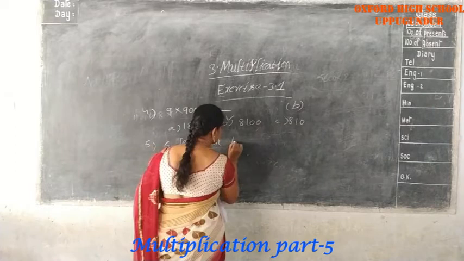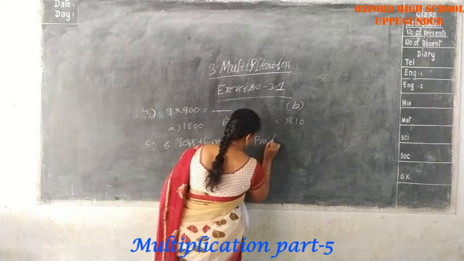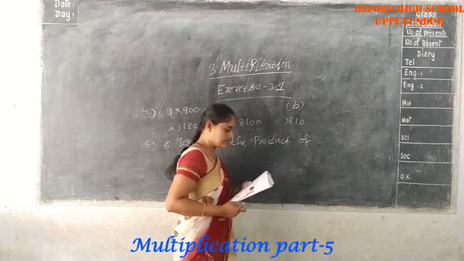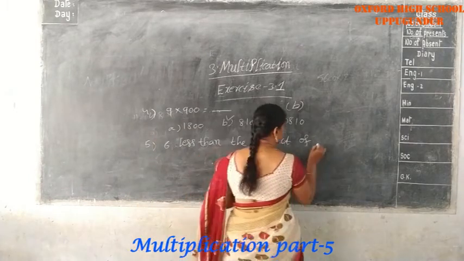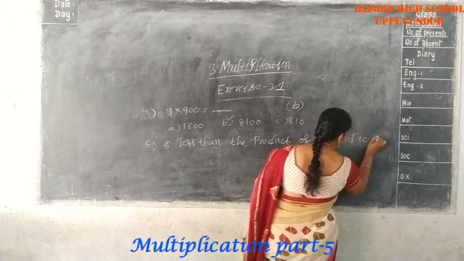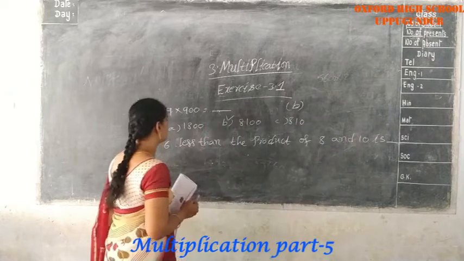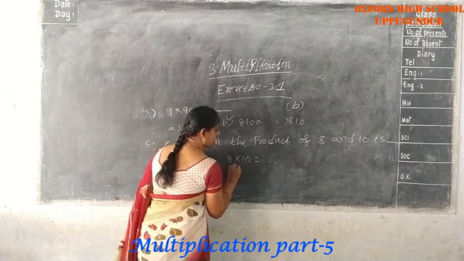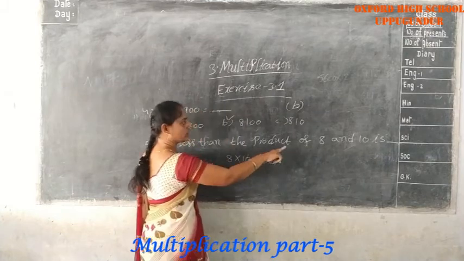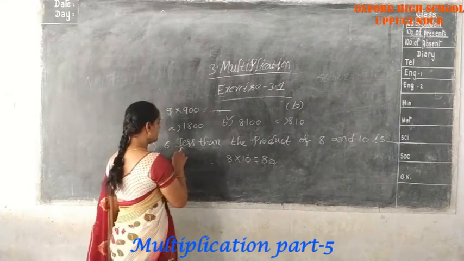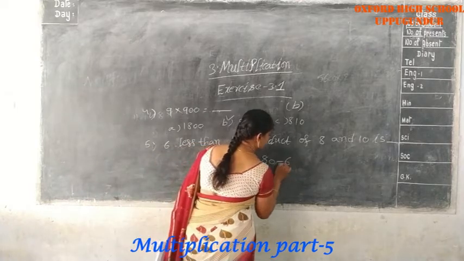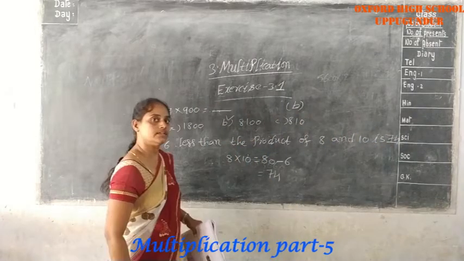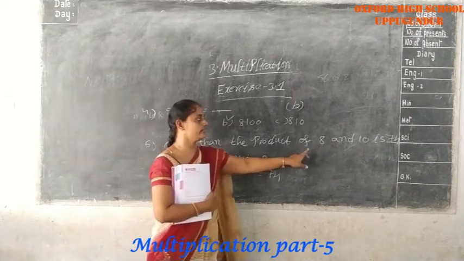6 less than the product of 8 and 10 is. See ma, 6 less than the product of 8 and 10. The product of 8 and 10: 8 into 10, 8 times 10 is 80. Less than 6. 80 minus 6 equal to 74 is the answer. Now the answer is 74. Is it clear?